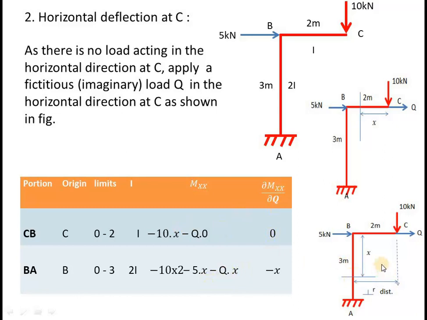Then if I write the bending moment here, again there are three loads now: 1, 2, 3. Minus 10 into 2. Then minus 5 into x, this is also causing clockwise. So minus Q into again the distance is x. The 5 kilonewton and Q are in the same line, so the distance between this line and this will be x only. So this and this will be 2 meter. So minus 10 into 2, then minus 5 into x, minus Q into x. If you take the partial derivative with respect to Q, the coefficient of Q is minus x.